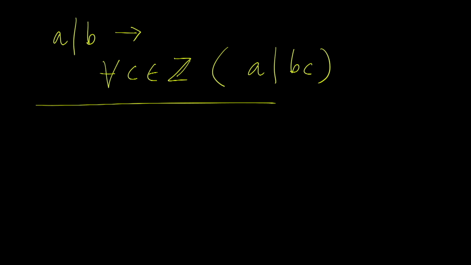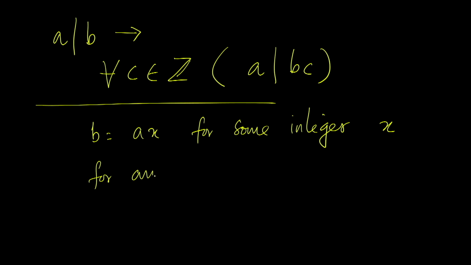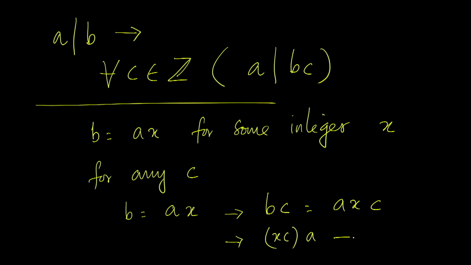This is easy to show. If a divides b, then b equals ax for some integer x, then for any c, we have b equal to ax. Therefore, bc equals ax into c, which by associativity of multiplication can be written as xc times a. This implies that a divides bc. So, that was easy to show.